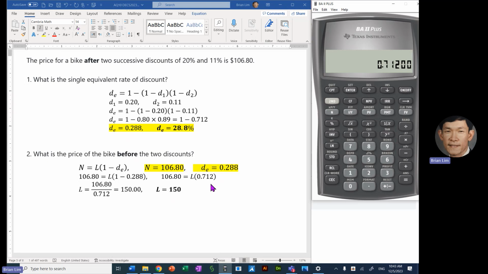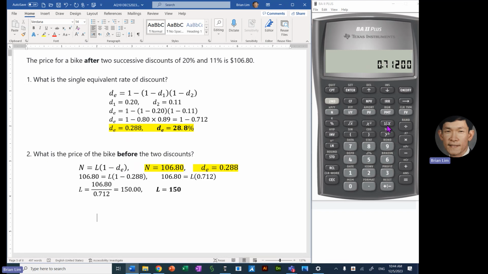So we do get the 0.712. So the formula is right here, and then we inserted numbers in here, and now we've gotten to this stage here. 106.80 is equal to the list price times 0.712. So the list price is equal to 106.80 divided by 0.712. And as I showed you before, we're dividing by 0.712.